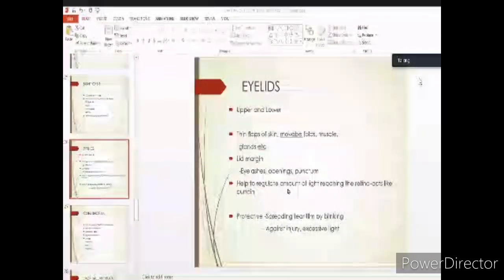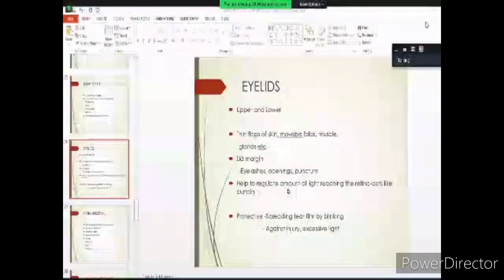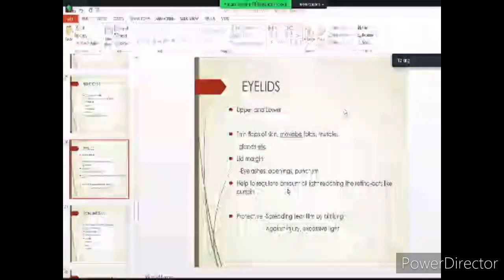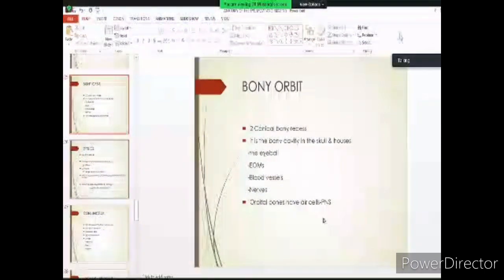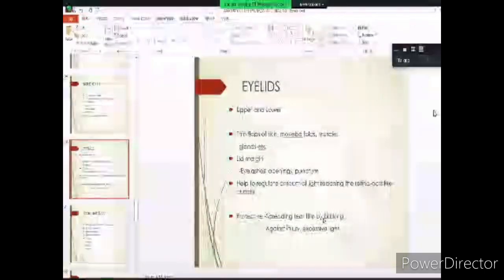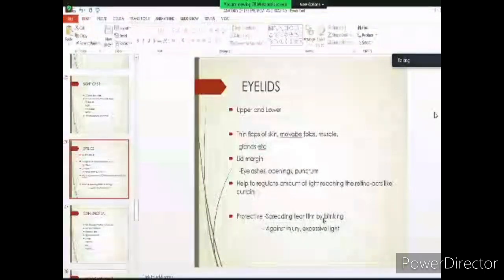So in the eyelids, we have muscles that are responsible for shutting the eye, for lifting and closing the eyelid. At the lid margin, we have lashes, and we have openings that we call puncta, and these are two.